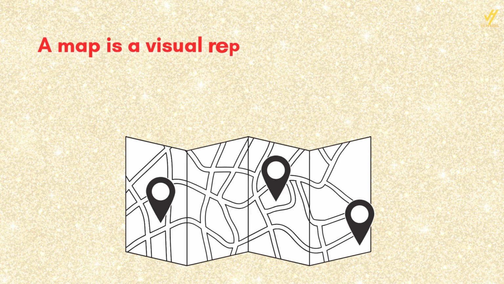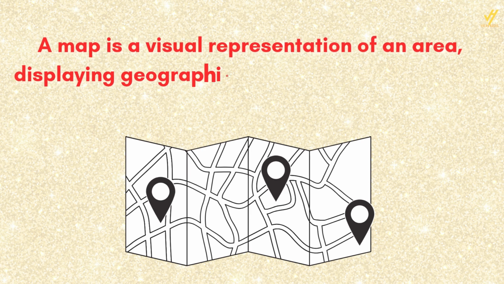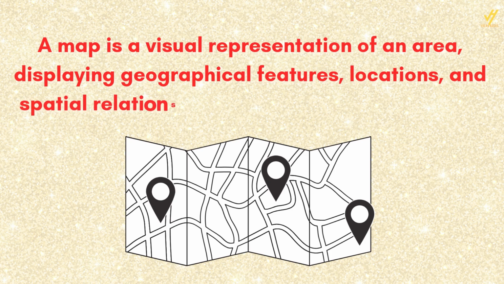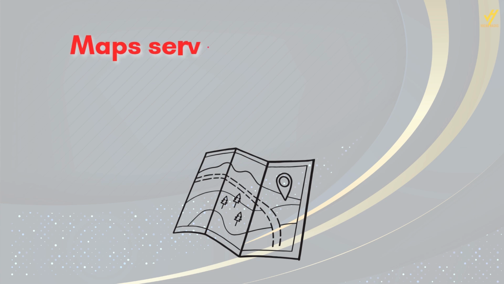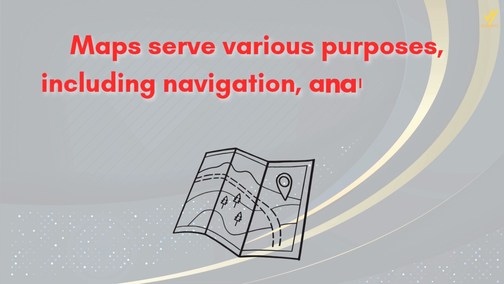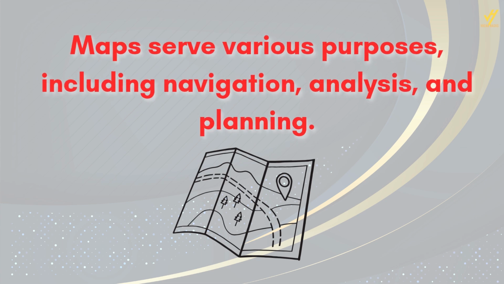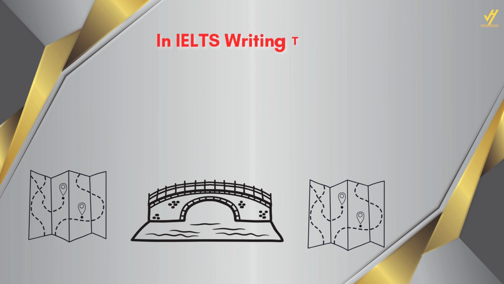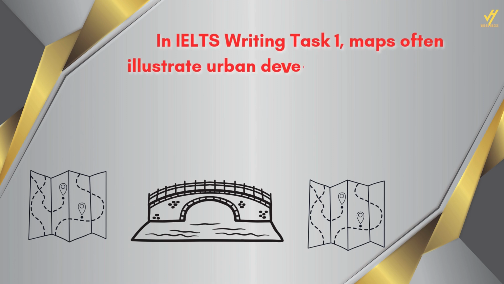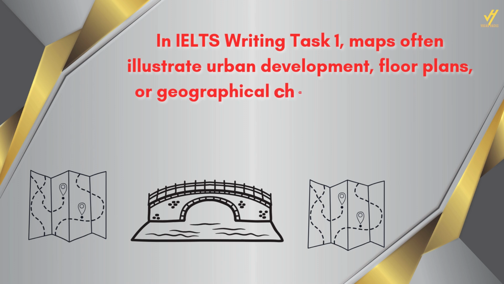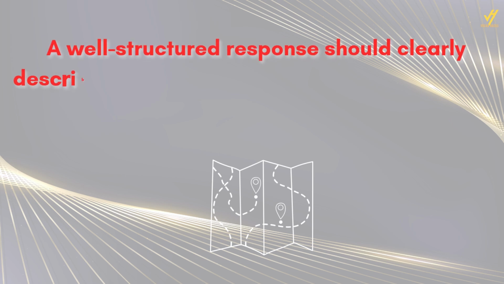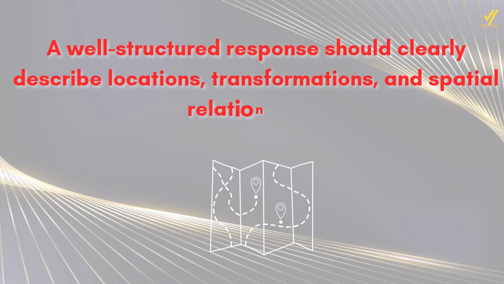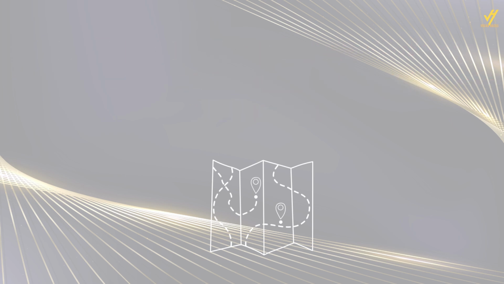A map is a visual representation of an area, displaying geographical features, locations, and spatial relationships between different places. Maps serve various purposes, including navigation, analysis, and planning. In IELTS Writing Task 1, maps often illustrate urban development, floor plans, or geographical changes over different time periods. A well-structured response should clearly describe locations, transformations, and spatial relationships.